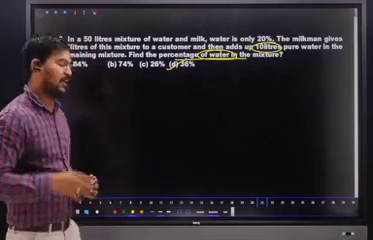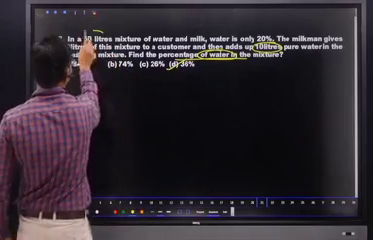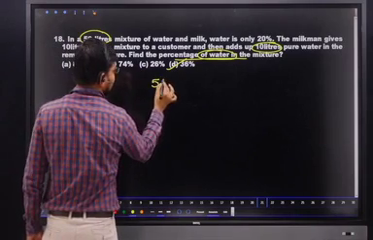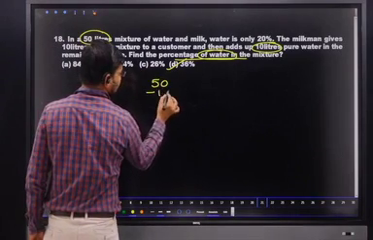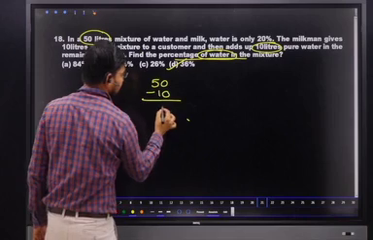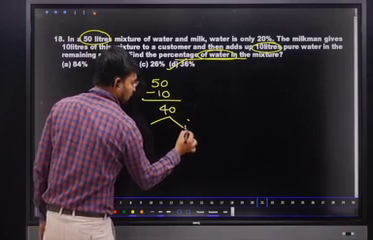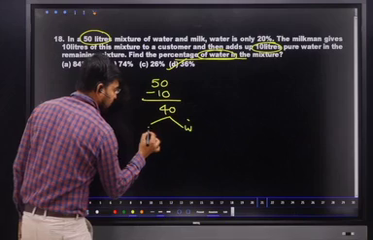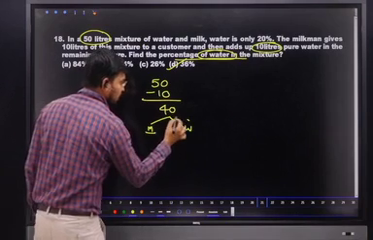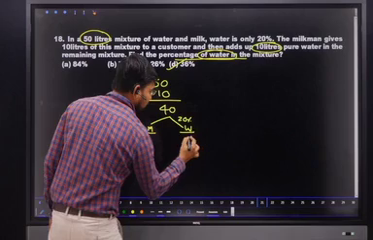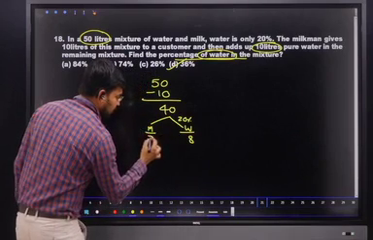Once again, I will explain. Initially 50 liters are there. Out of 50 liters, 10 liters of mixture is taken out. Remaining is 40. In this 40, there is water and milk. Water is how much percentage? 20%. 20% of 40 is 8. So the remaining 32 is milk.